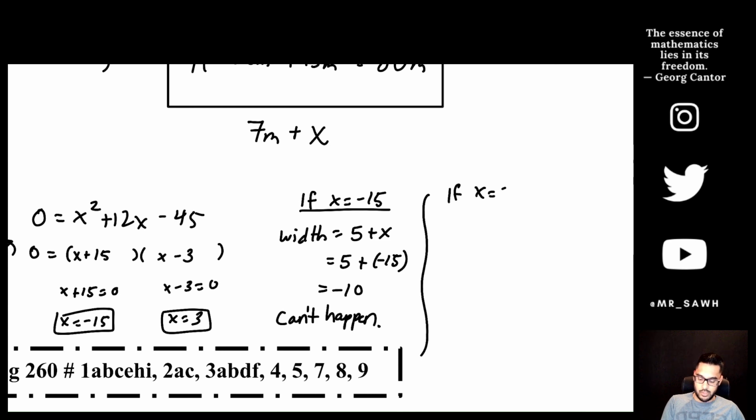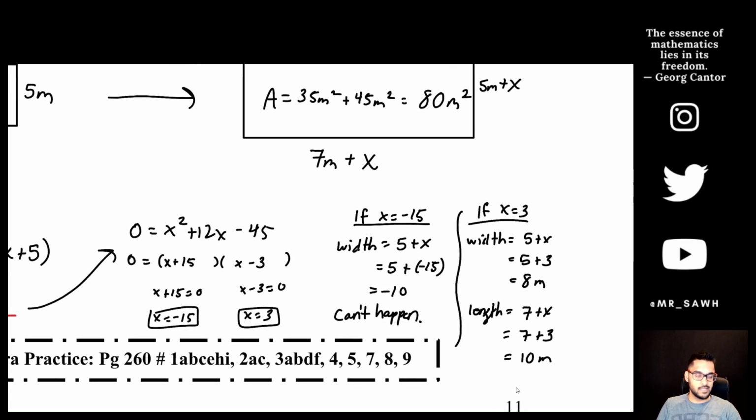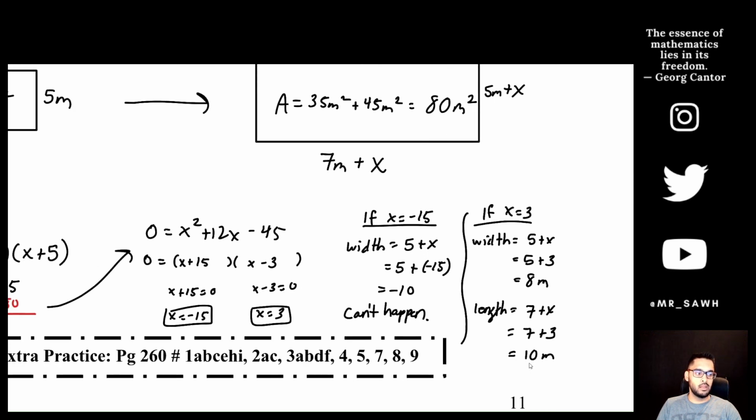But if x is equal to 3, well, then the width is supposed to be 5 plus x, which is 5 plus 3 for 8, right? So 8 meters is my new width. The length has new dimensions also. It's 7 plus x, which is 7 plus 3, which is also 10 meters. So I've got my new dimensions, width of 8, a length of 10, and it does make my area work out as well, because length times width is area, 10 times 8 is 80. So I know that this one works out also.